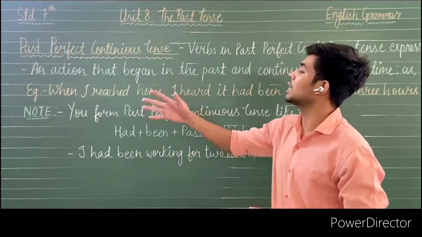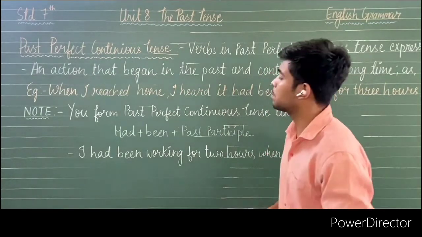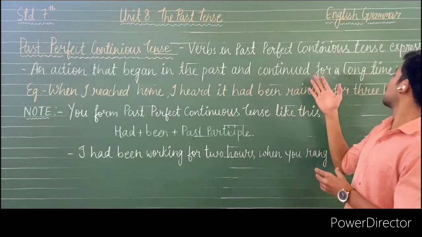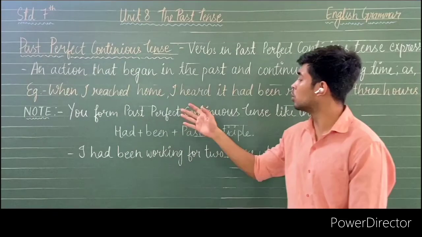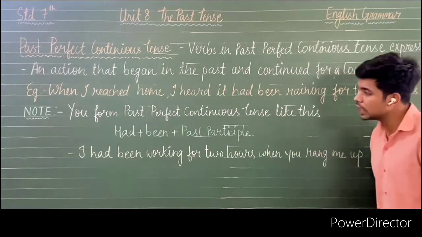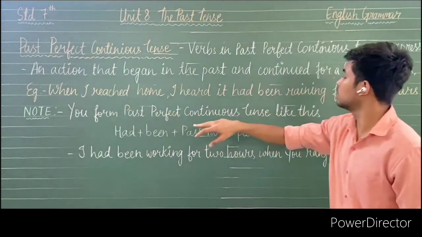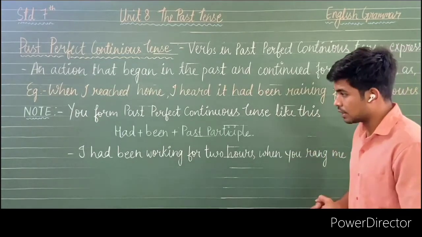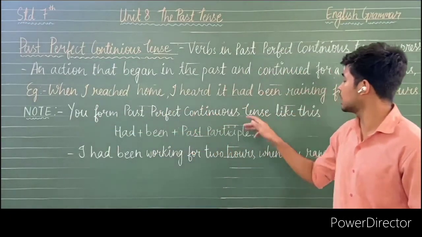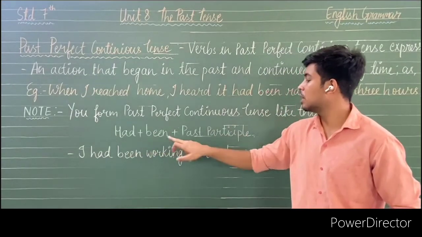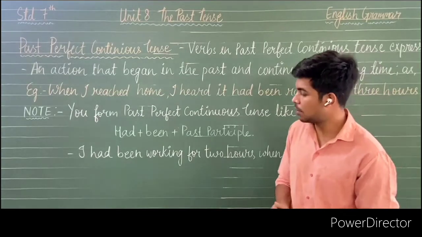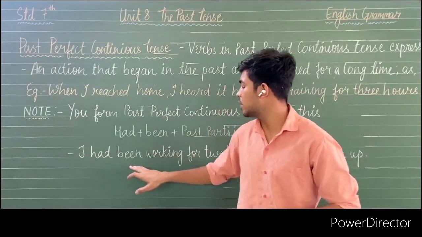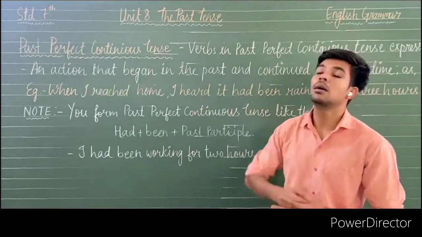Now we will discuss past perfect continuous tense. Verbs in past perfect continuous tense express an action that began in the past and continued for a long time. For example, when I reached home, I heard it had been raining for 3 hours. So here had been raining expresses that this sentence is in the past perfect continuous tense. There is an important note. You form past perfect continuous tense like this: had plus been plus the present participle form of the verb. For example, I had been working for 2 hours when you rang me up. So here had been working represents that this sentence is in the past perfect continuous tense.